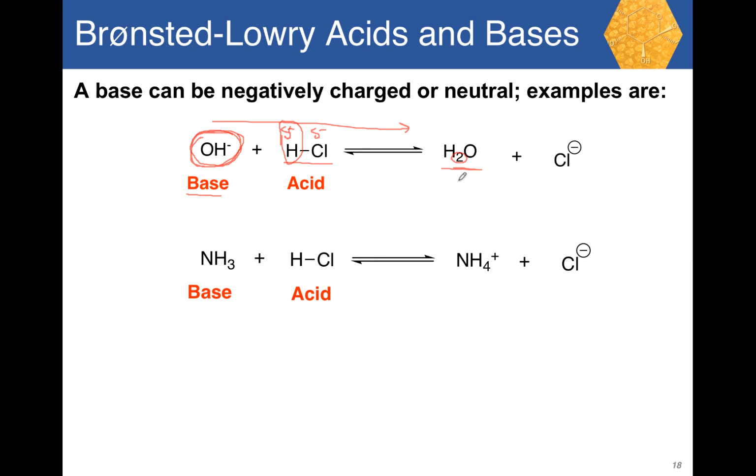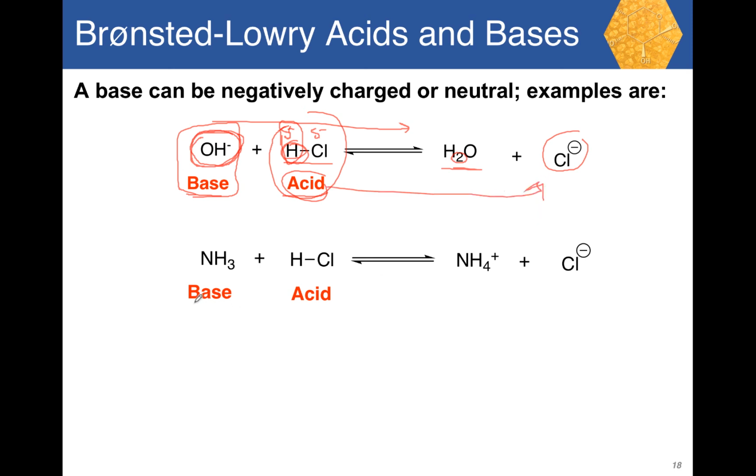So it's a proton acceptor. So therefore this is a base. This is an acid because in going from reactant to product, it has lost a hydrogen. So that is an acid because it has given up a hydrogen, this hydrogen, in going from reactant to product.